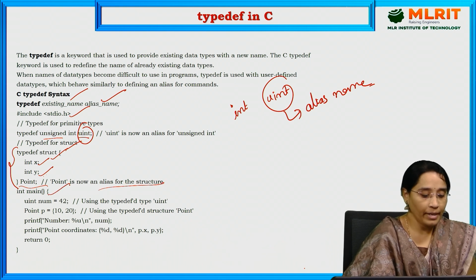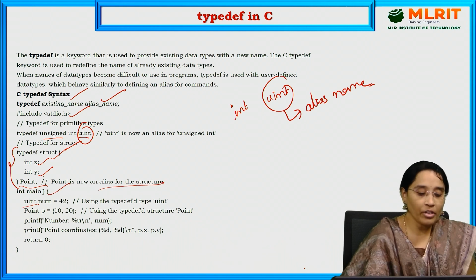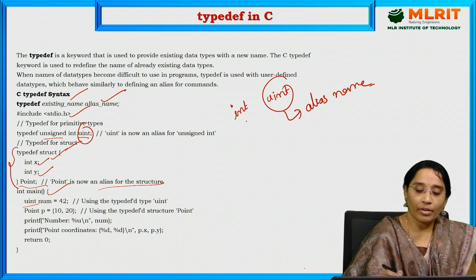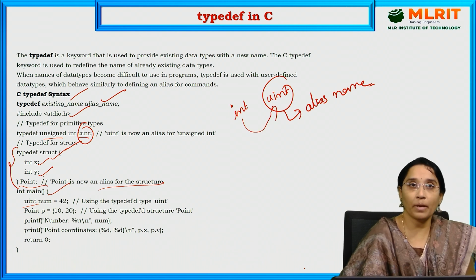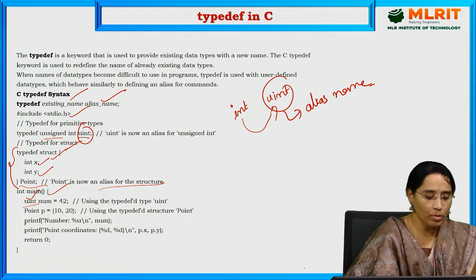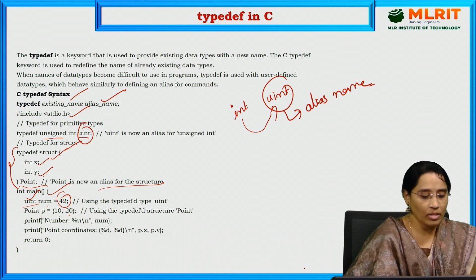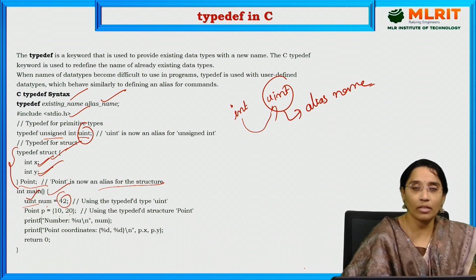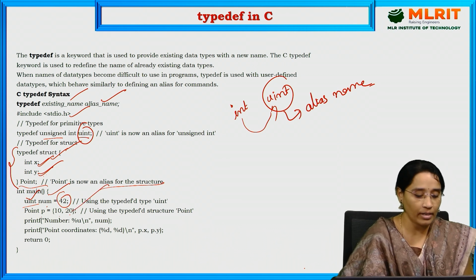So in int main, uint. What have we changed from integer? From integer we have taken the name as uint, so that will be replaced. So uint num = 42. Point p = {10, 20}. So the numbers are 10 and 20. All are integer numbers, so that you will declare. And the number will be printed.